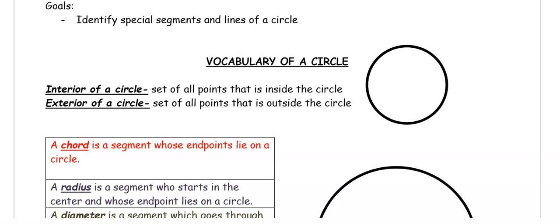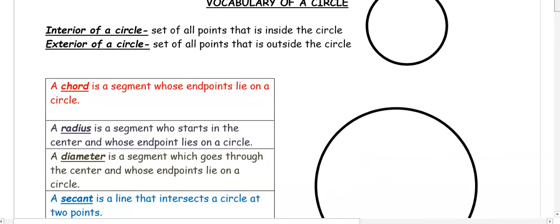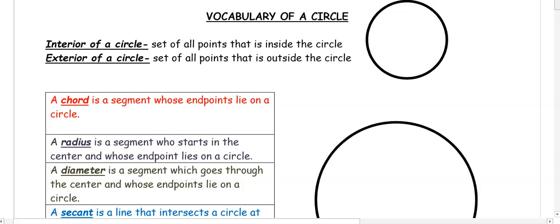This video is about identifying special segments and lines of a circle. So today we're going to talk a lot about circle vocabulary. To start with, a circle is just this dark black solid line.